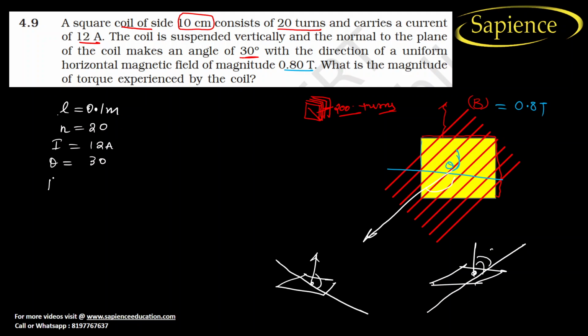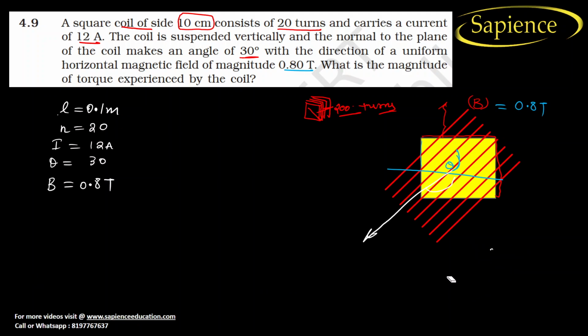Now the strength of the magnetic field, they have provided you 0.8 Tesla, right? Okay, now we need to find the torque. So let's go and find the torque. The formula for the torque is N, that is number of turns, B I A sine theta. Now how to find the area? Area of the square is L square, that is equal to 0.01 meter square. So we have got area is equal to 0.01 meter square.